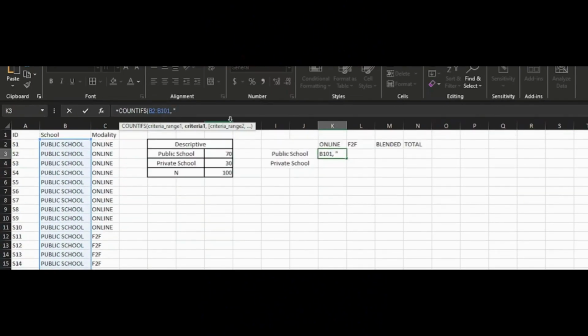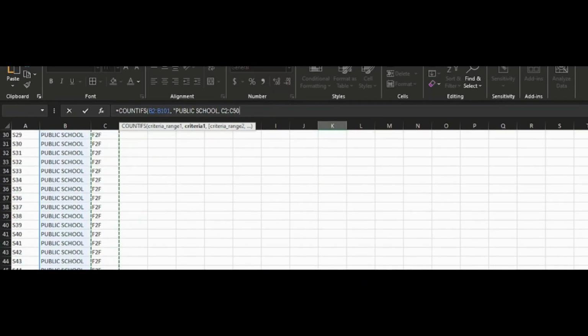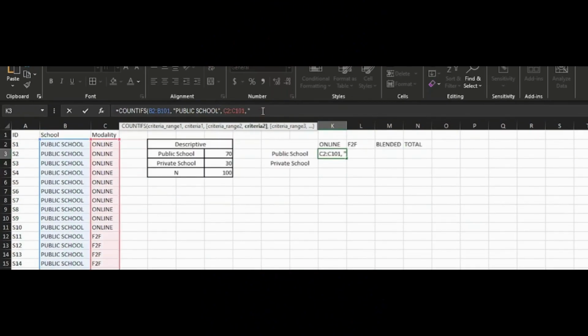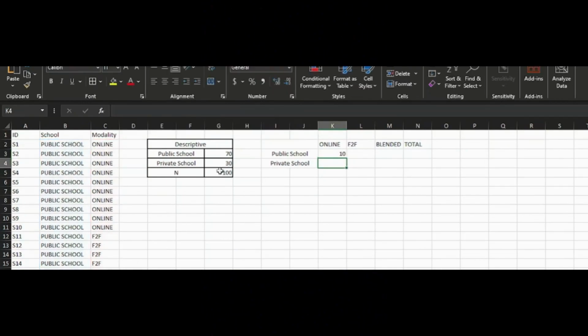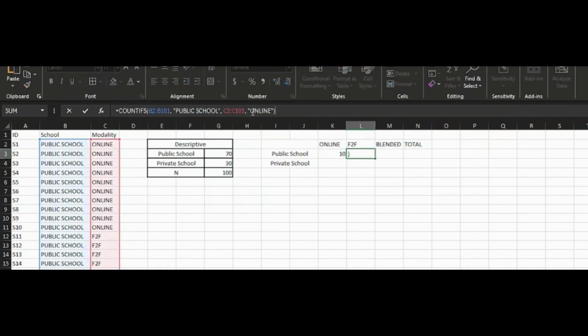This is followed by a comma and the quotation mark that contains the criteria we wanted to identify. Since we are dealing with two criteria, public or private school and their preferred modality, add another comma after the first criteria and select the variables or the second column, which is the preferred modality, then put a comma followed by a quotation mark, this time containing the categories to identify the variable. This will give us specific values based on groups and variables that we have categorized in the criteria.